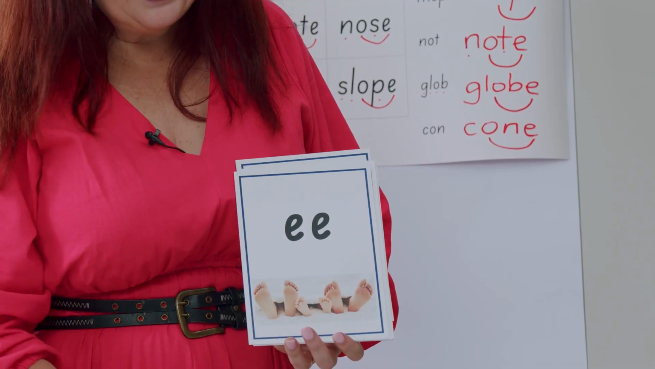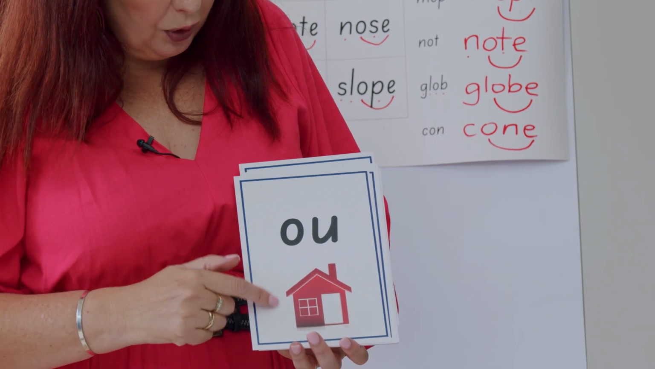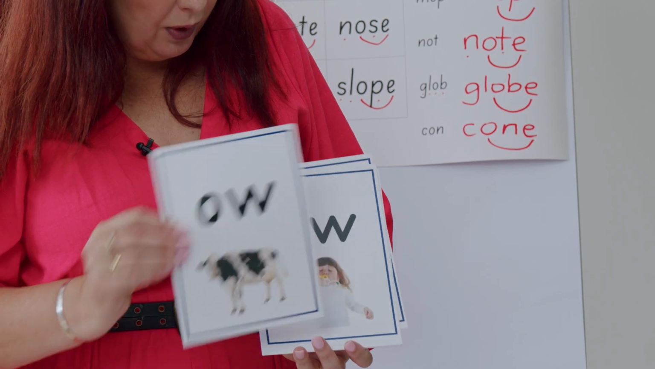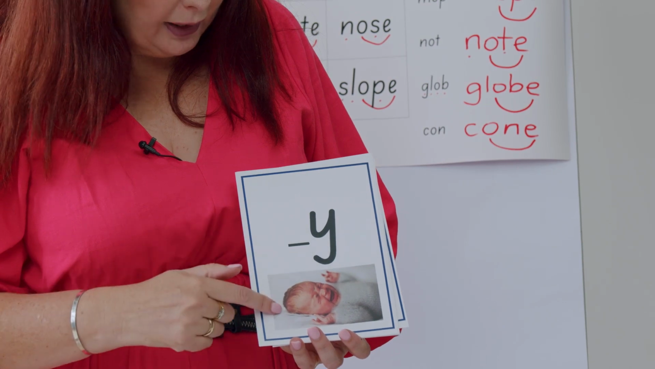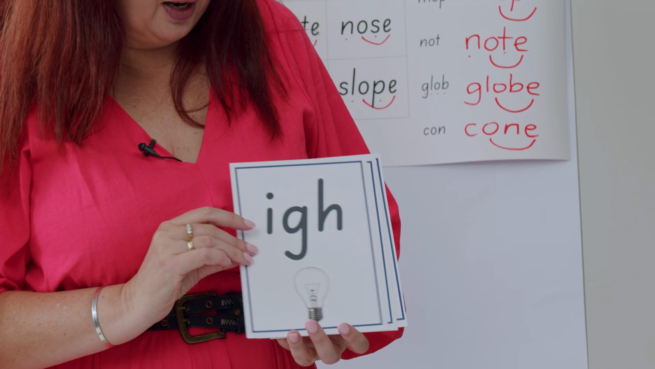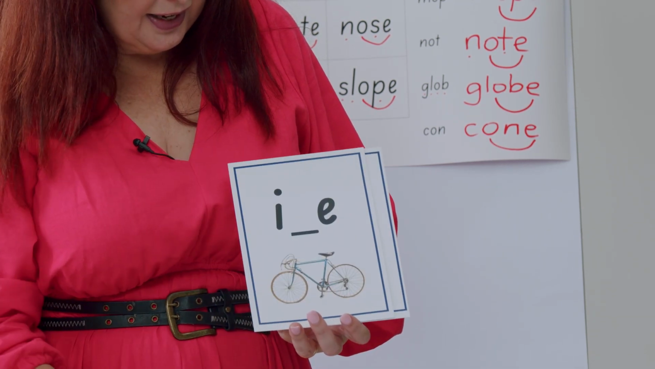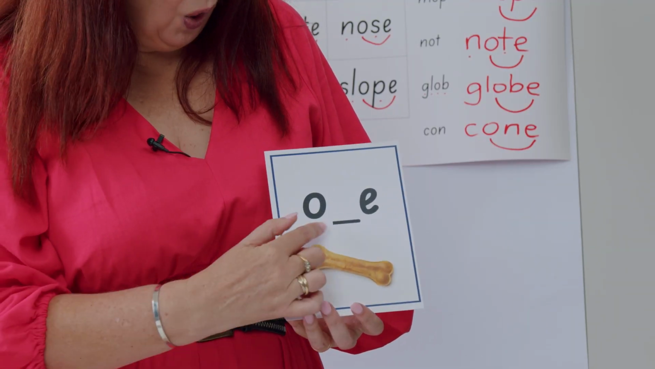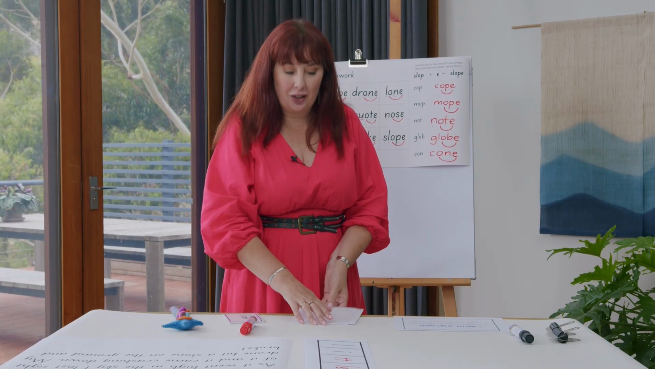EA, eat. double E, feet. OU, house. OW, cow. OW, blow. Y, cry. IGH, light. A consonant E, cake. I consonant E, bike. O consonant E, bone. Good job. There are three digraphs.